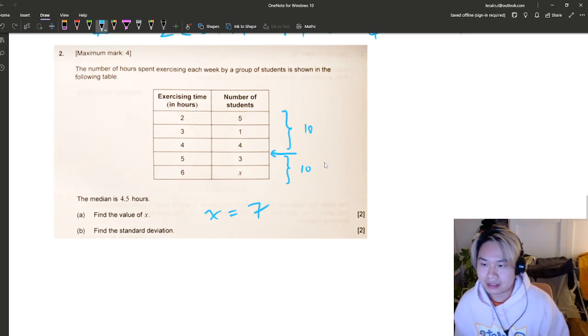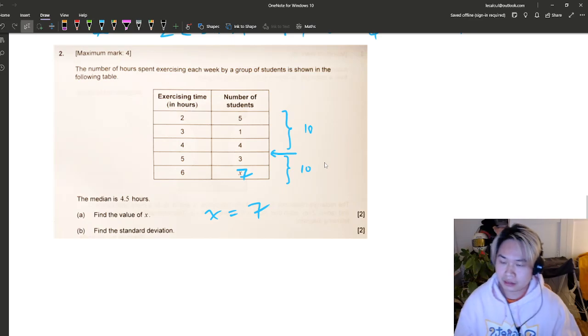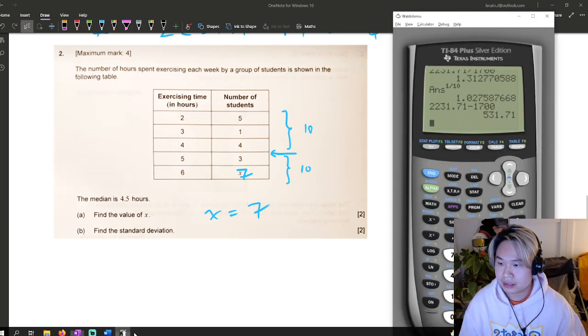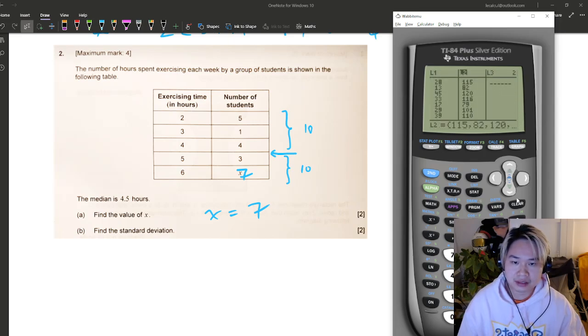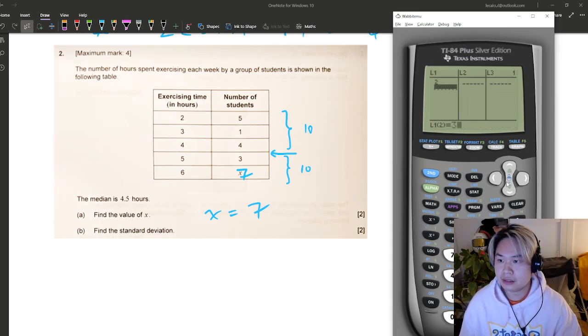Okay, now that we know that this is 7, we can put this into your calculator and then do some table calculations. I have a TI-84. So I'm just going to clear out my lists from previous stuff that I've been doing. Okay, so we got 2, 3, 4, 5, 6. And then 5, 1, 4, 3, 7.